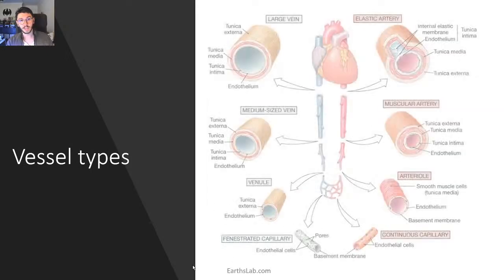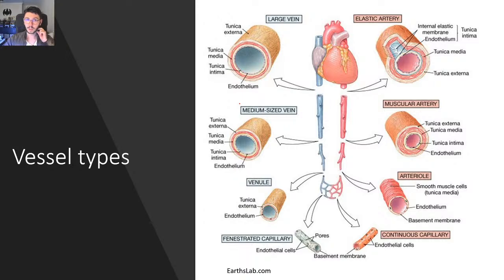So we move on, and these are the different vessel types. So we have the large veins, elastic arteries, medium veins, muscular arteries, venules, arterioles, and all the way down to the capillaries.